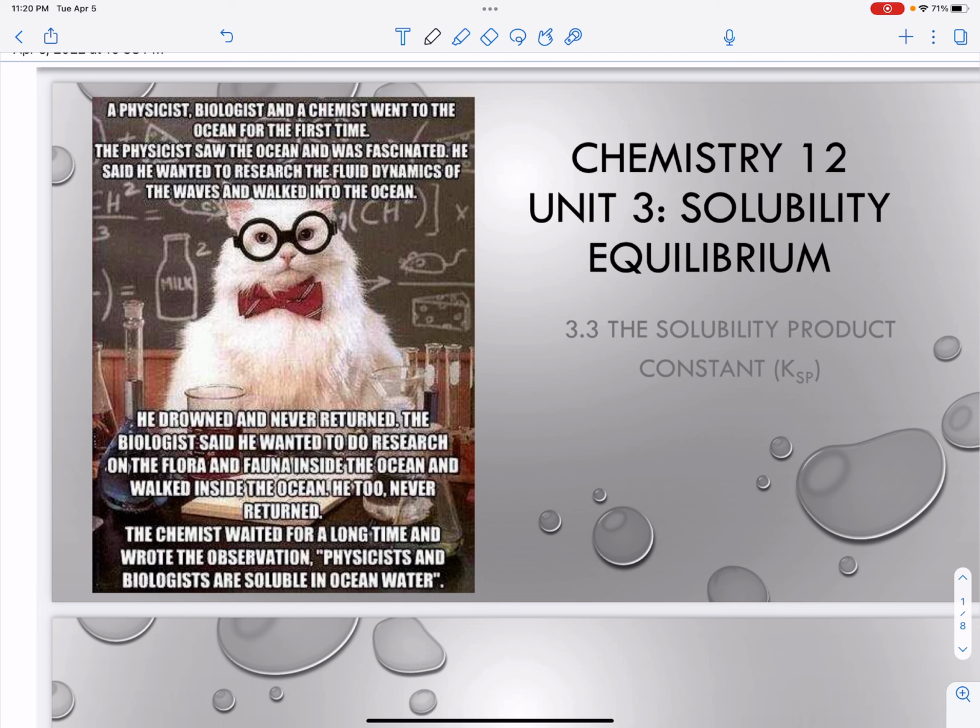It says, a physicist, a biologist, and a chemist went to the ocean for the first time. The physicist saw the ocean and was fascinated. He said he wanted to research the fluid dynamics of the waves and walked into the ocean. He drowned and never returned.